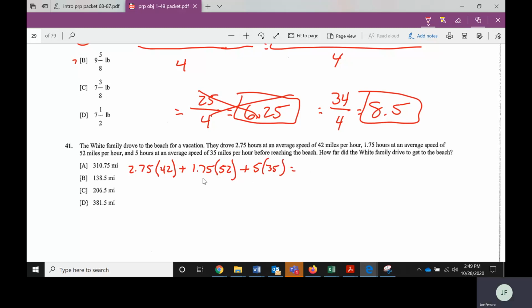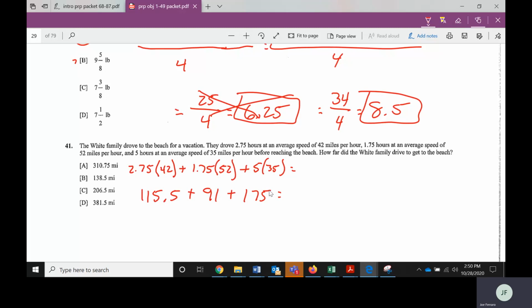Okay, so 2.75 times 42 is 115.5 miles when they went that speed. Then 1.75 hours times 52 miles an hour. They went 91 miles going that speed. Then 5 hours times 35 miles per hour. So you multiply those. They went 175 miles when they went that speed. So now I add these up.